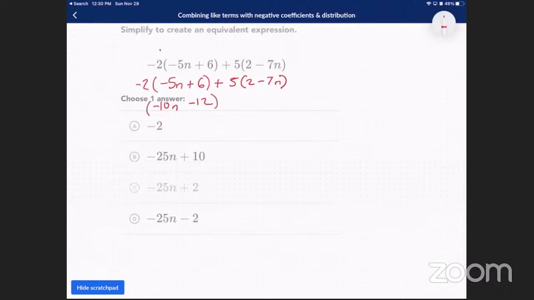Then I'll leave this in parentheses and add a plus here. We'll go negative 5 times 10 is 10. Negative 5 times here is 35n. Now we'll do this where we have negative 10n minus negative 35n.